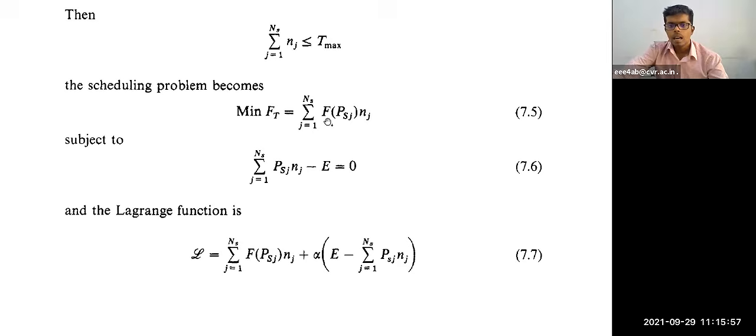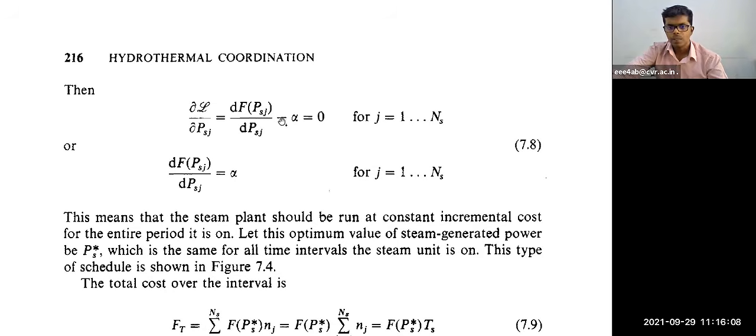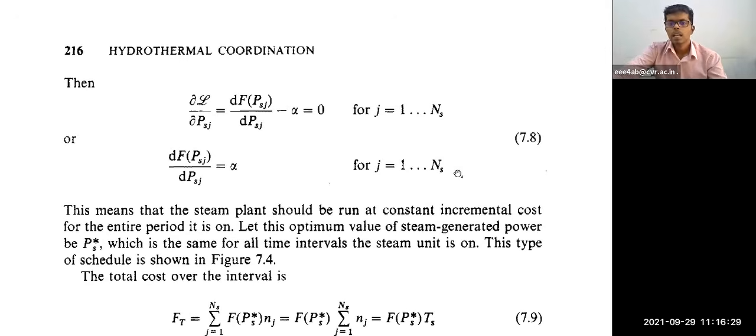minus alpha. This term we are neglecting, so this term will become 1. So alpha into 0 minus 1, that is alpha into minus 1, which is minus alpha, equal to 0, where j is equal to 1 to ns. So df of psj divided by dpsj is equal to alpha, for j is equal to 1 to ns.